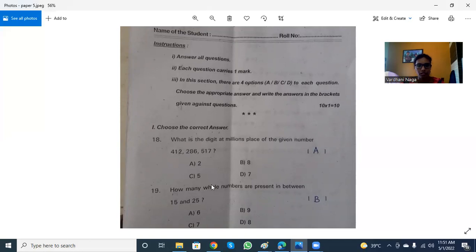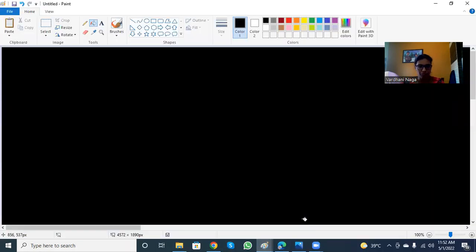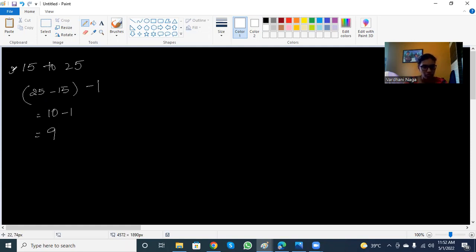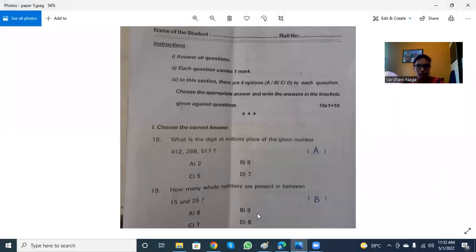Option A. How many whole numbers are present in between 15 and 25? So this can be solved like this. In between 15 to 25, if they're asking, you need to take the bigger number minus smaller number and minus 1. So 25 minus 15 is 10. 10 minus 1, which is nothing but 9. So option B.